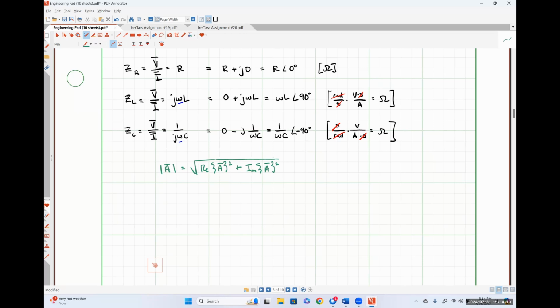Questions are great, right? So the real part is R, the imaginary part is 0, so the square root of R squared is just R. The square root of omega L squared is just omega L, and the square root of negative 1 over omega C squared is positive 1 over omega C. So all those magnitudes are correct. All of those phase angles are also correct.